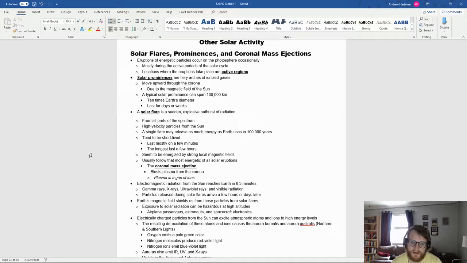A solar flare is a sudden explosive outburst of radiation that goes across all parts of the electromagnetic spectrum, from radio waves all the way up to gamma rays. This is the release of high velocity particles, and a single solar flare can release as much energy as Earth uses in 100,000 years.